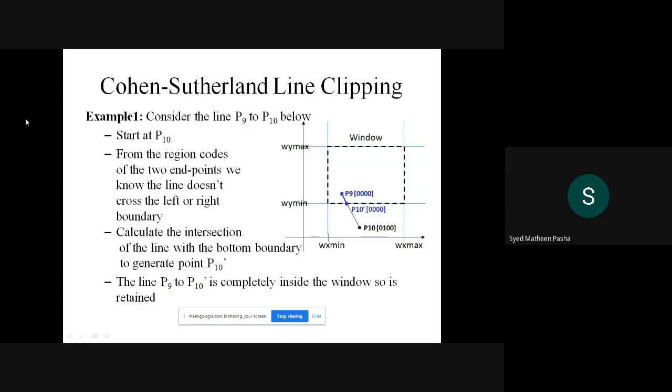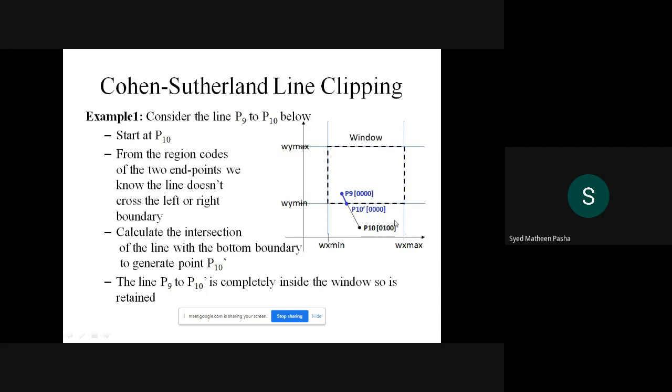So we'll check out the first example where there is a plane, I can say an XY plane, where I have defined a window here, which consists of points. I can tell there are 3 points here, or I can just tell there are 2 points, that is P9 as well as P10, which consists of region codes 0000 and 0100.